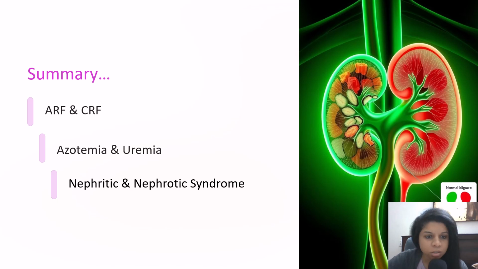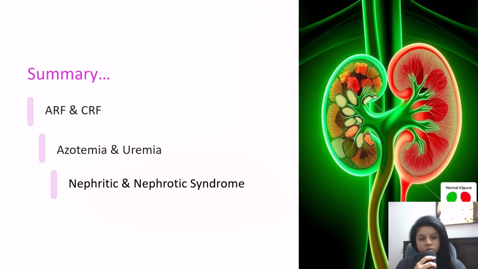So summarizing, we discussed azotemia and uremia. Azotemia is a biochemical abnormality with increased blood urea nitrogen and creatinine. Uremia is when azotemia is associated with clinical signs and symptoms. Then we said about acute and chronic renal failure. So renal failure is a systemic disorder or end stage kidney disease, you can say, which is the ultimate final pathway for all the kidney diseases.